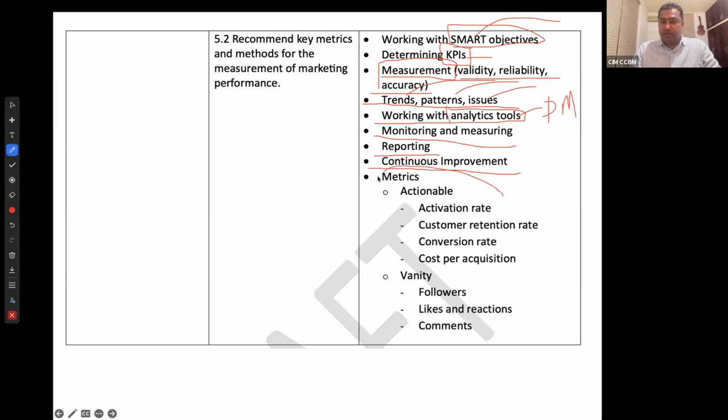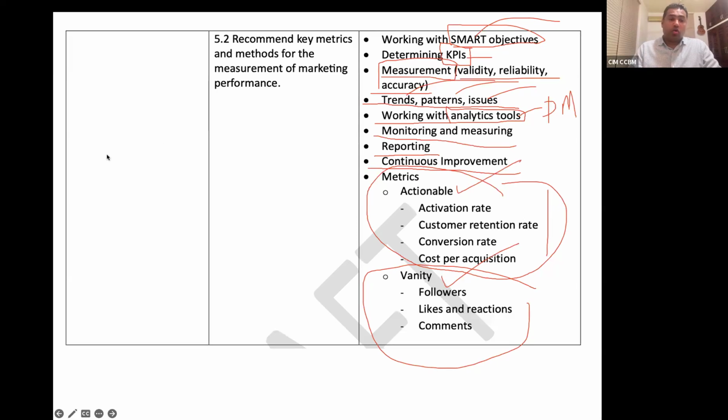And then some of the actionable measures, digital marketing and non-digital measures. We call them vanity metrics. We'll come into that. And then you have some of the actionable measures. So this is assessment criteria 5.2.